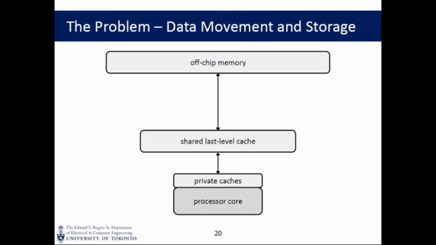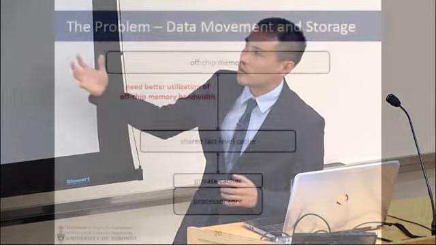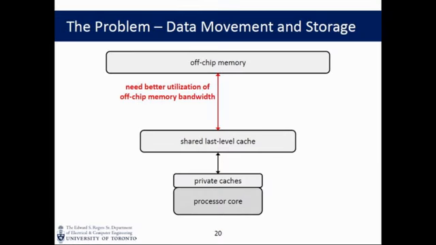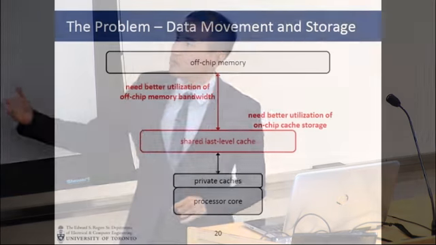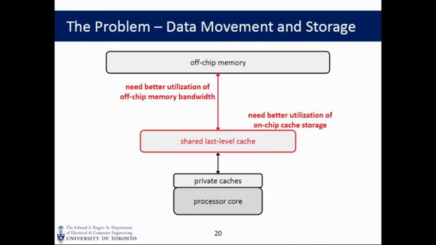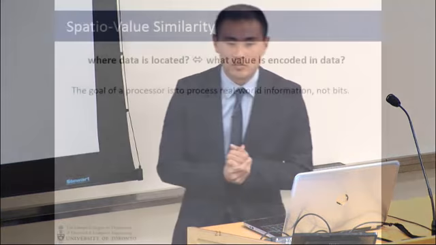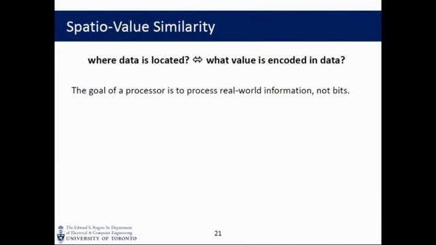So we have our chip multiprocessor system. As before, we need better utilization of our off-chip memory bandwidth, and also correspondingly, we need better utilization of our on-chip cache storage, because now our caching is a precious storage in order to alleviate that off-chip memory bandwidth. However, to do this, we ask the question, is there a correlation with where data is located with what value is encoded in that data?